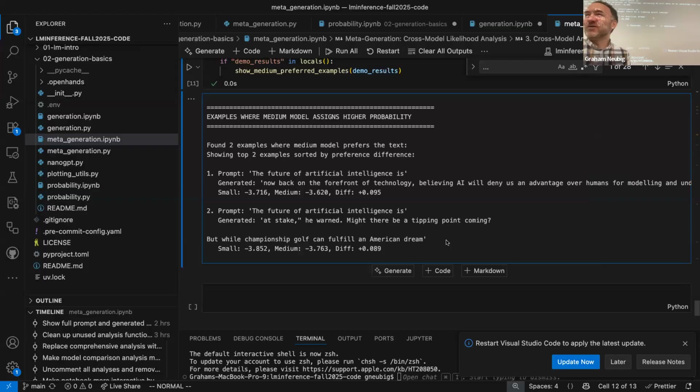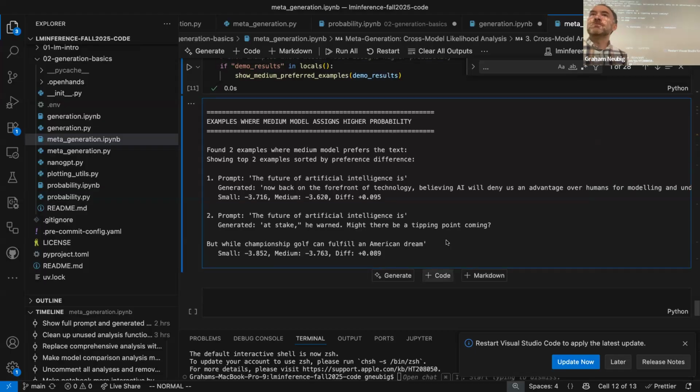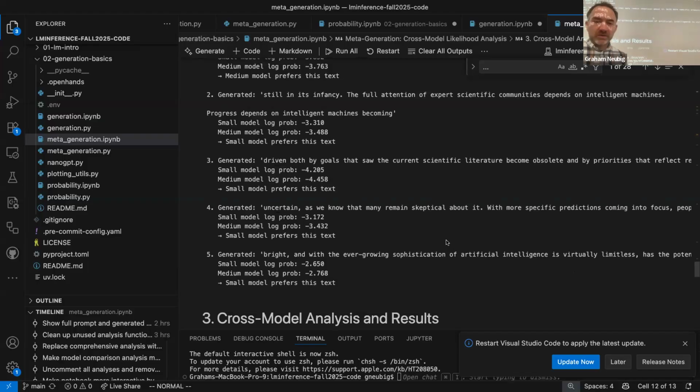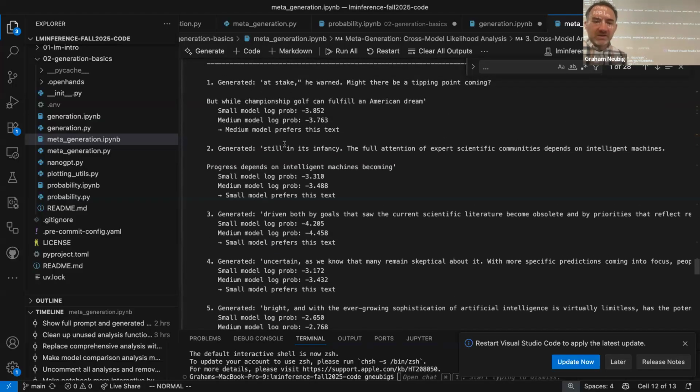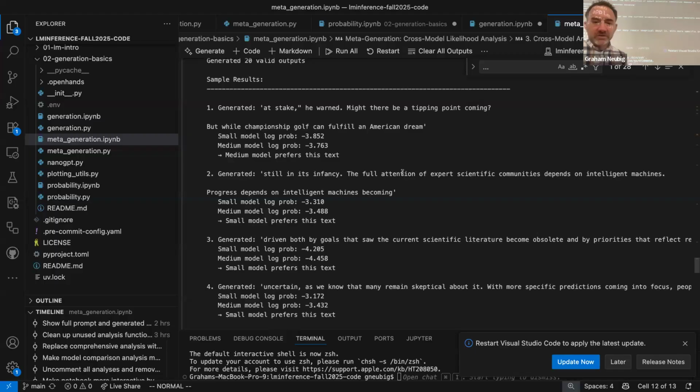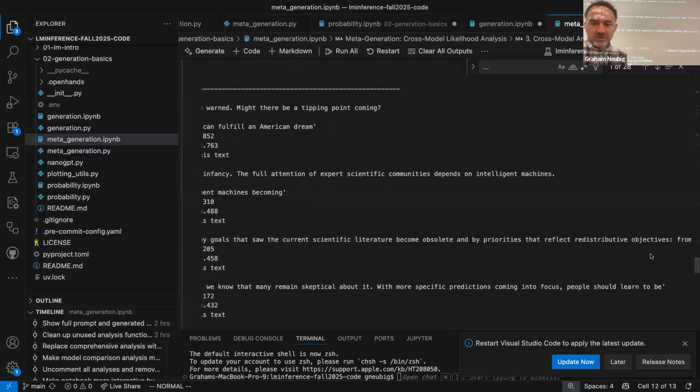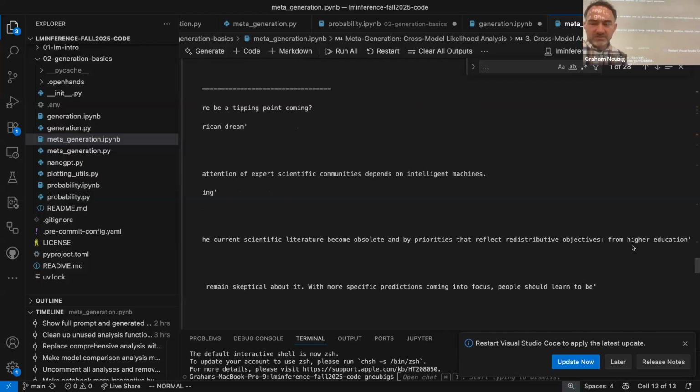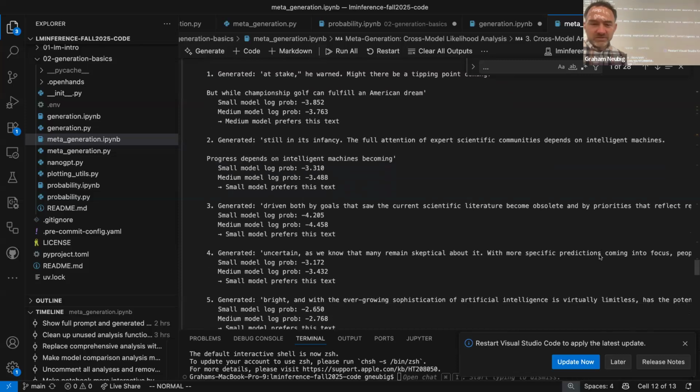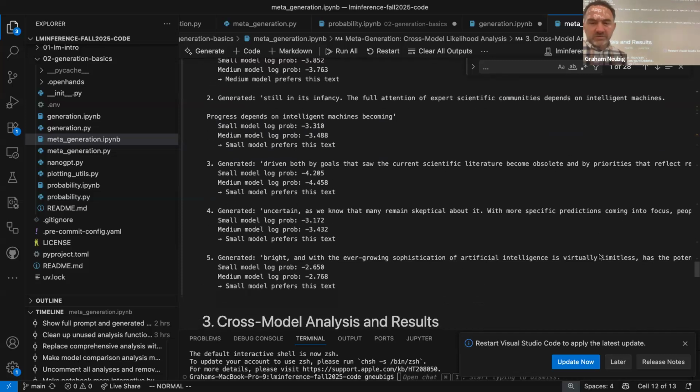Interesting. I kind of want to read this article. But do people notice any difference between this and the ones that I had up here? Like: still in its infancy, the full attention of expert scientific communities depends on an intelligent machines, driven both by the goals that saw the current scientific literature become obsolete and by priorities that reflect redistributive objectives for higher education. So maybe not as clear as I was hoping, but any ideas?